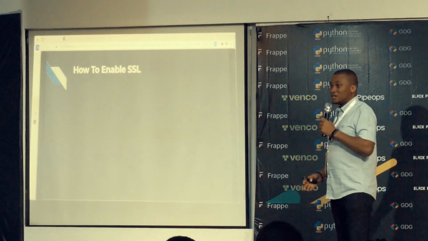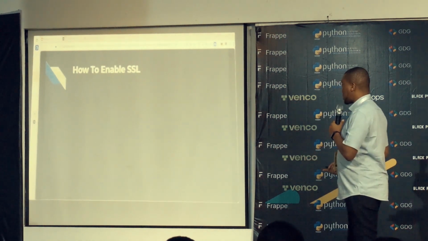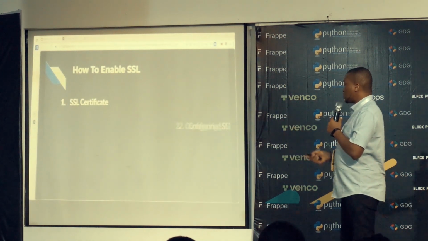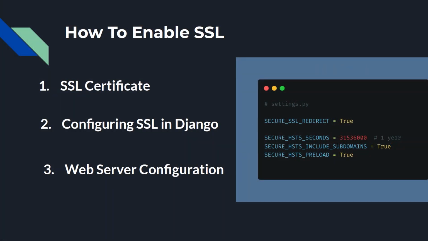It helps you to protect communications between the backend and the frontend. And that way, you can also protect user data. So to enable SSL, what do you need? SSL certificate. Then you configure your Django to work with SSL. And you also configure your web server.